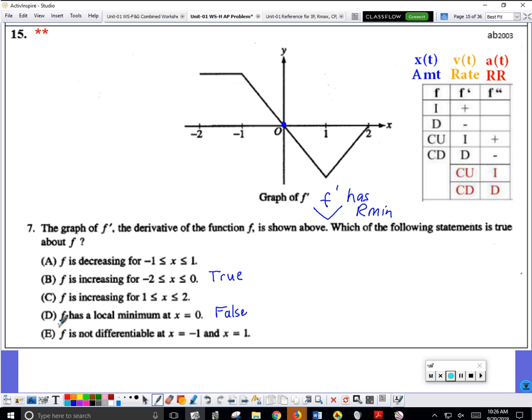Ashley. Is it f has a local maximum? Perfect. If you put local max, we look up here at x equals 0, and we notice f prime is changing from positive y values to negative y values. So f prime is doing this, which means the unseen graph of f will do this. If f changes from increase to decrease, f has a relative max.